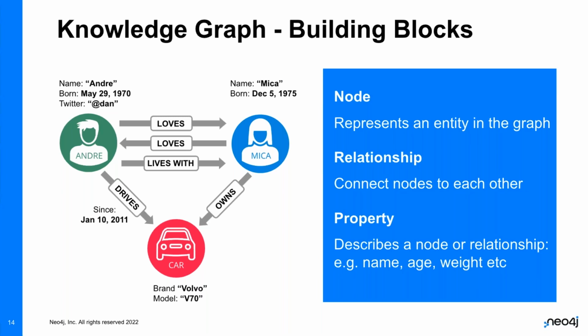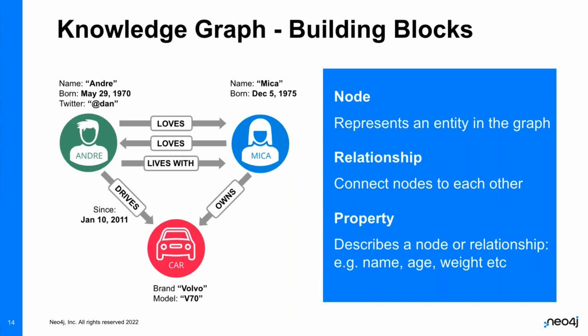And then there are other entities, like products that are manufactured or sold by the business. They'll become nodes, and then a product has a description, what brand, what model, and so on and so forth. So in this example here, we have two people, Andre and Micah, and Andre drives a car, but Micah owns that car, and Andre loves Micah, and Micah loves Andre, and Andre lives with Micah. So you see the relationships describe much more information about how these different entities are related to each other. And these are the building blocks of a knowledge graph.